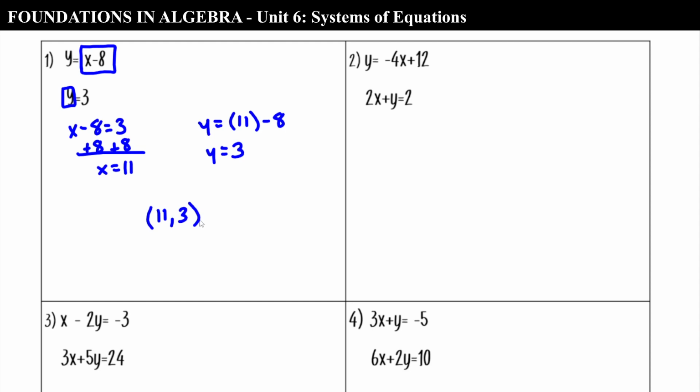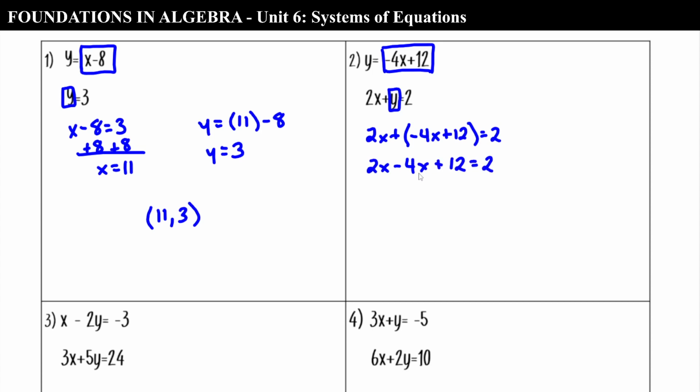All right, now let's take a look at example 2. We have what y equals here. Y is negative 4x plus 12. And we're going to put that in for y here. So 2x plus negative 4x plus 12 is equal to 2. Well, let's distribute first. We got minus 4x plus 12 equals 2. 2x minus 4x is going to give us negative 2x. That's combining like terms. Then we're going to subtract 12 from each side.